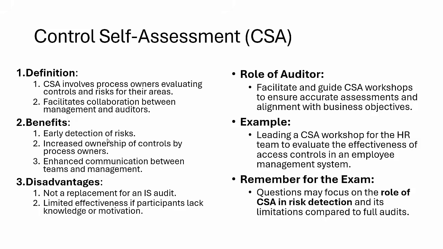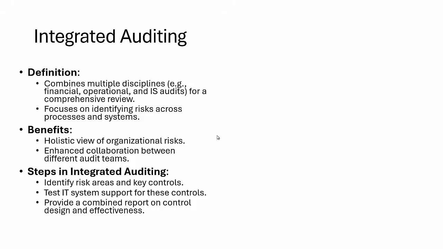So the answer is early detection of the risk, and the limitations compared to the full audit. We have one more audit, which is called an integrated audit. Integrated audit means we are combining multiple disciplines like financial, operational, and IS audit for a comprehensive review. The objective is to focus on identifying risk across the process and system. If you take an example, the annual financial audit is a combination, in which the financial report gets audited, technology gets audited, and process gets audited.